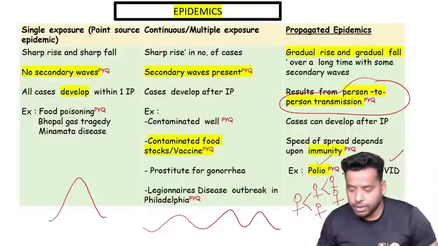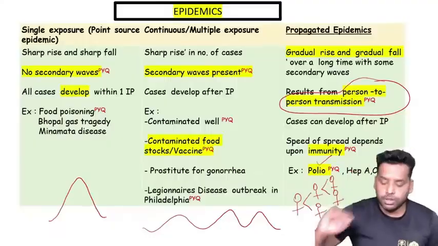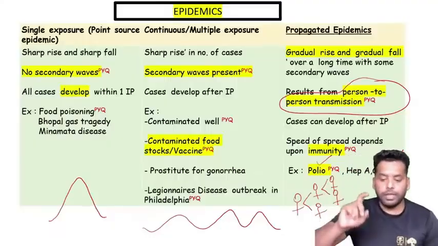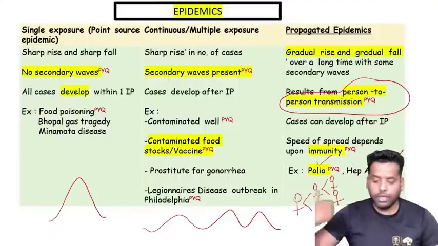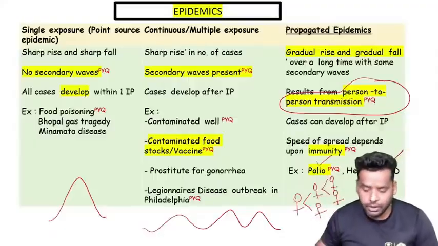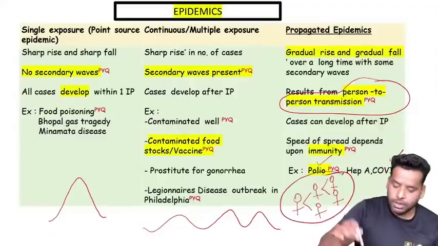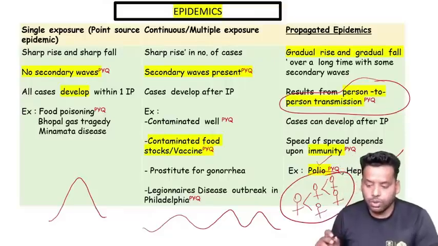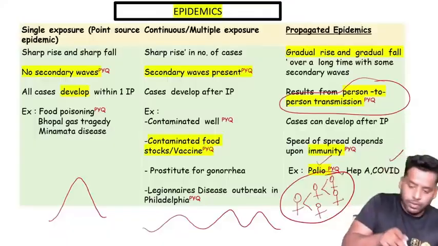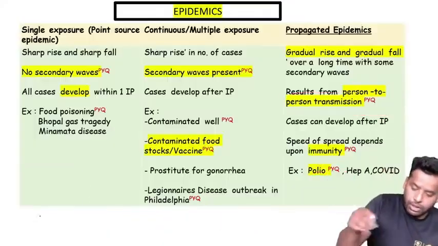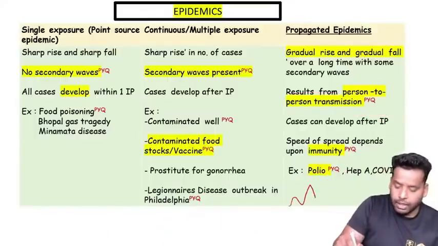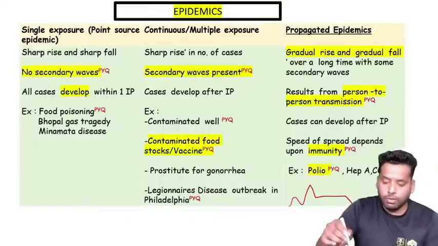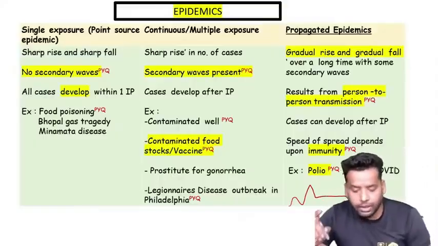Person to person transmission: slow rise will happen, slow fall will happen. In between, there are intermittent waves. You might have come across that word, propagation. Person to person transmission, slow rise, slow fall. Sometimes there will be a plateau in between, then it will fall off. Plateau is also very, very important.